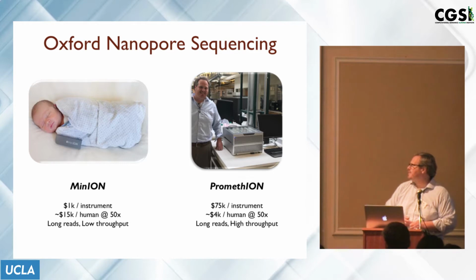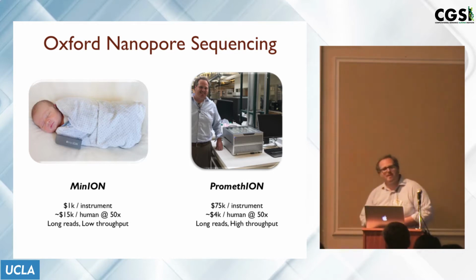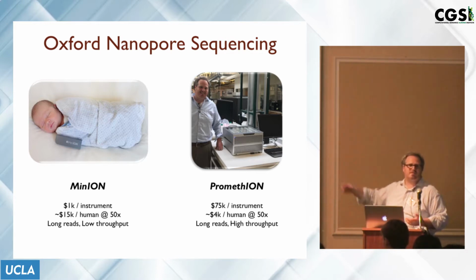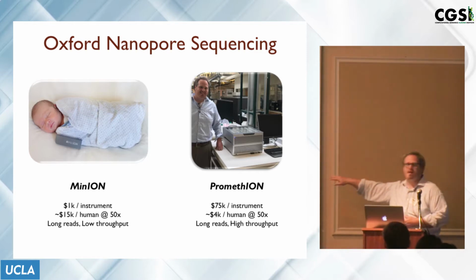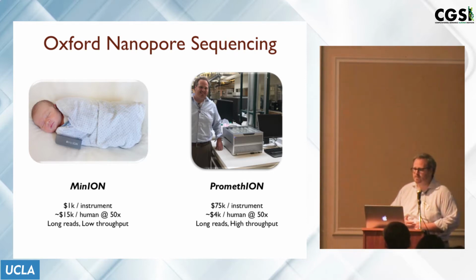The daddy of this device, here's me posing with it, is called the Promethean. It's like a desktop instrument with much greater capacity. It's more expensive to get started, but has much greater capacity. Also, it has much less expensive sequencing costs. So now getting 50x coverage in reads averaging, say, 10,000 base pairs or maybe 20,000 base pairs is like a couple $1,000. So it is more expensive than Illumina sequencing, but not that much more. And the read length is 1,000 times greater. So there's lots of exciting opportunities for it.